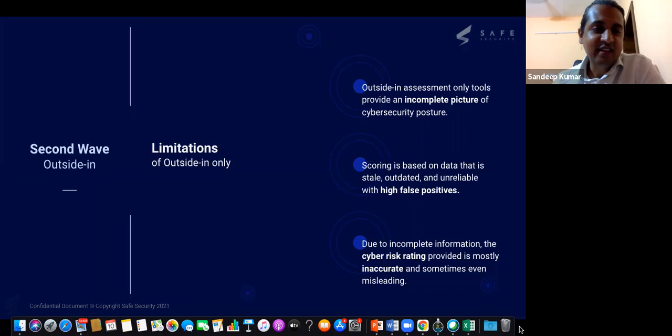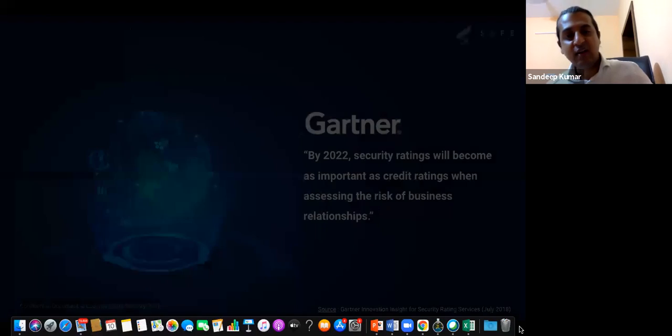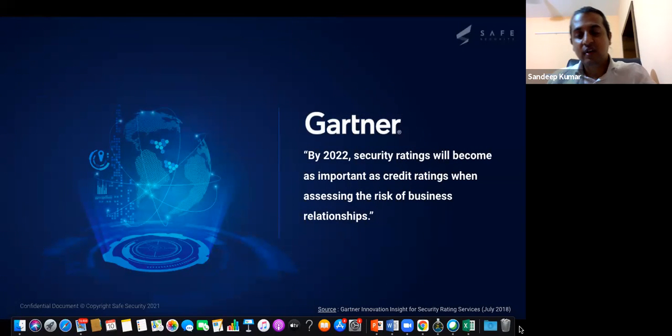Now, having discussed these approaches that the organizations are having, let's look at what Gartner has to say about the prediction for third-party risk management. Gartner believes that by 2022, security ratings will be as important as credit ratings when assessing the risk of business relationships. And we totally are in line with that.